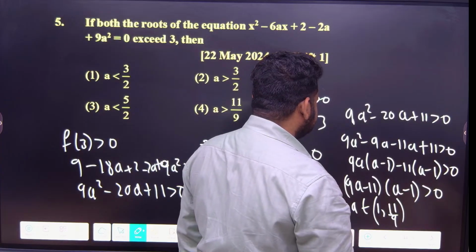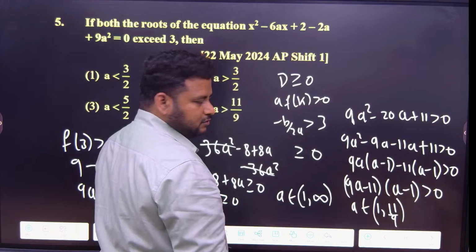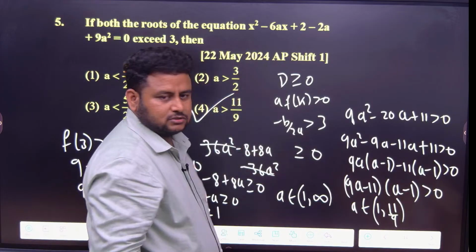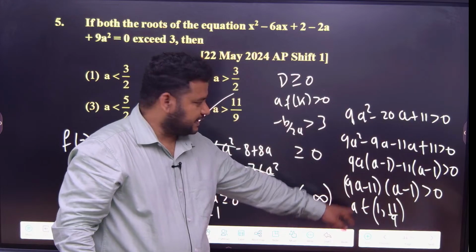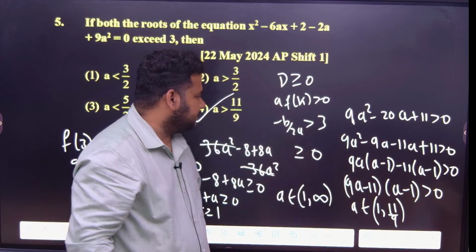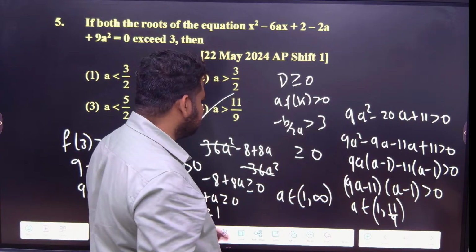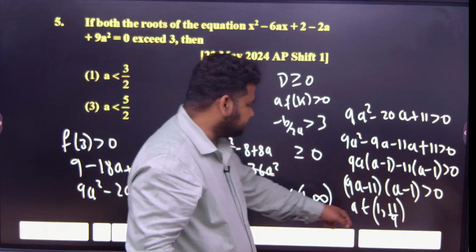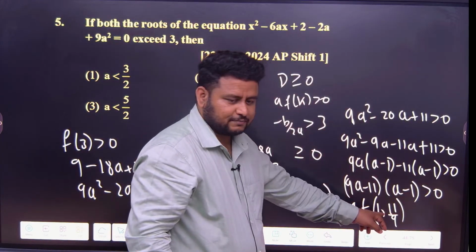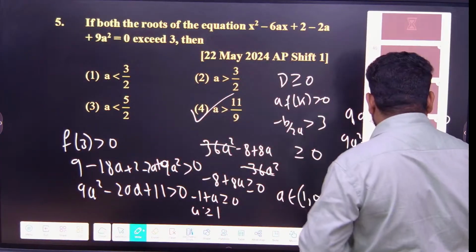So a is greater than what? 11 by 9. A is greater than 11 by 9 means which option I should go? Fourth option. Got it? A belongs to 1 comma 11 by 9, but actually a is greater than 11 by 9. You can use this option also, minus b by 2a. A greater than 1 you will get, but that means a greater than 11 by 9, you have to go with the fourth option. Clear?